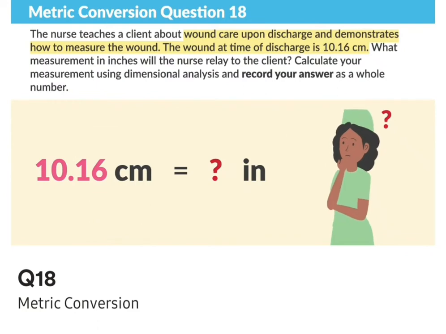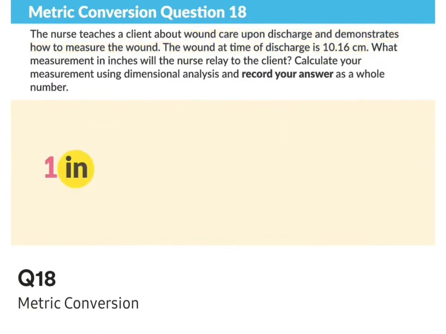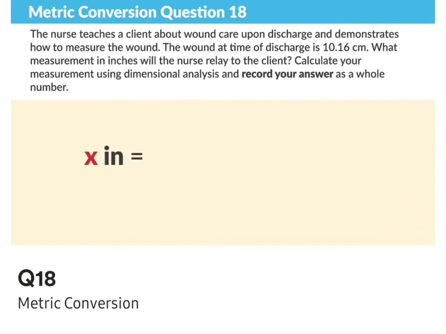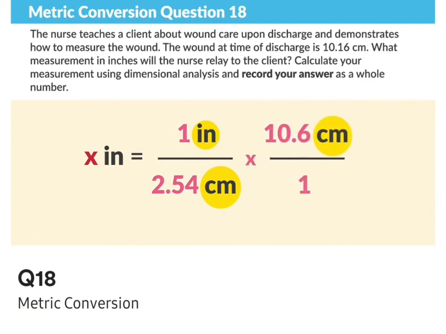So first things first, start with what you know. We know that 1 inch is 2.54 centimeters. So put 1 on top and 2.54 on the bottom. Now we set up the equation. We're solving for x inches, right? So x inches equals 1 inch on top and 2.54 centimeters on the bottom. And we multiply that by 10.6 centimeters.